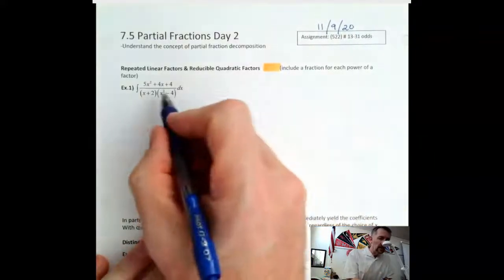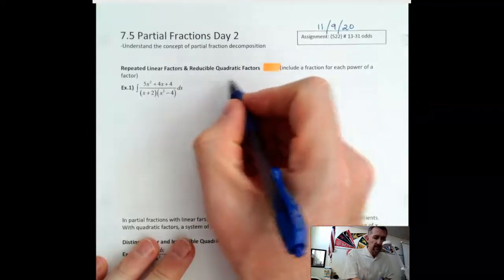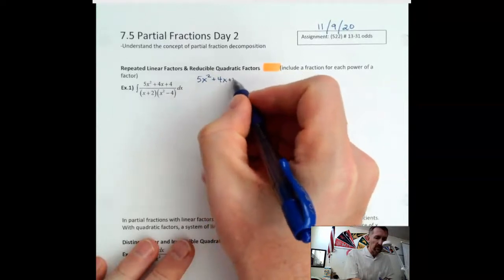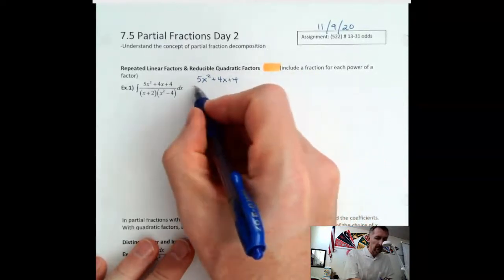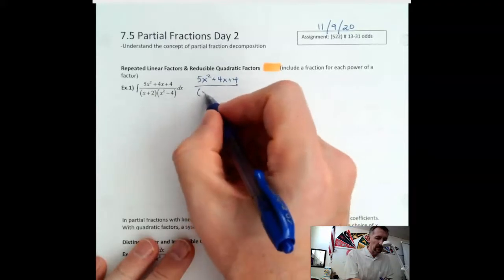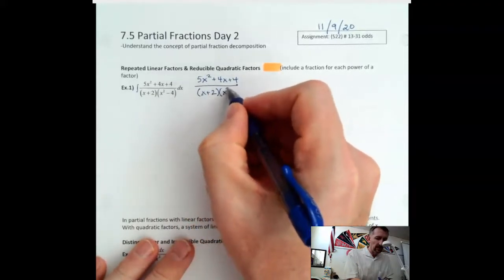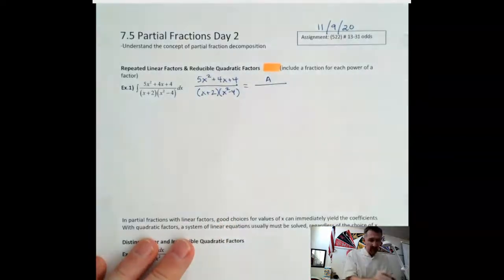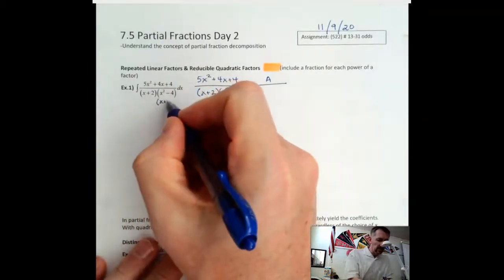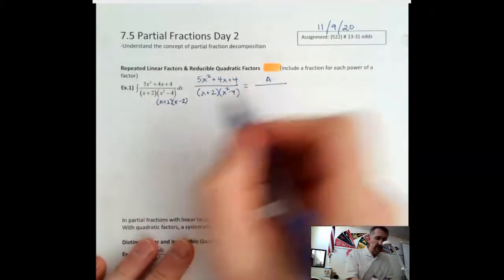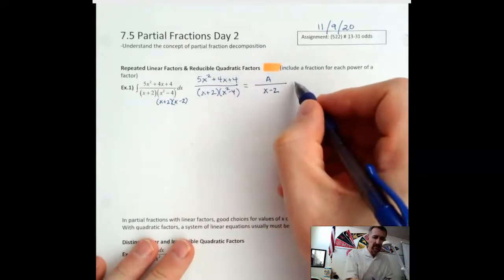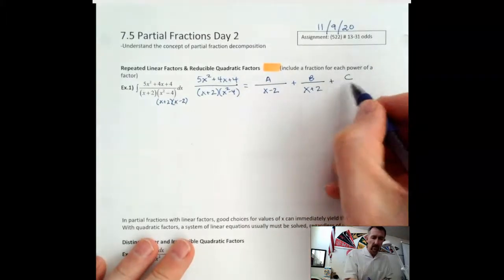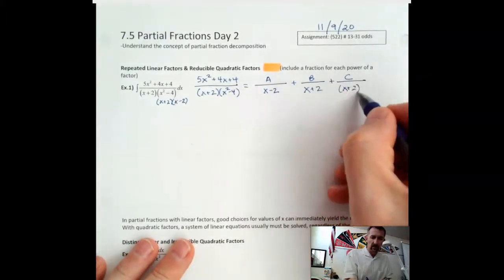So if we write this out, plus 4x plus 4. Okay, so that's going to be A over, this will be x plus 2, x minus 2. So we're going to start with the x minus 2 since that's by itself. And then we'll do an x plus 2. And then we will do an x plus 2 squared.